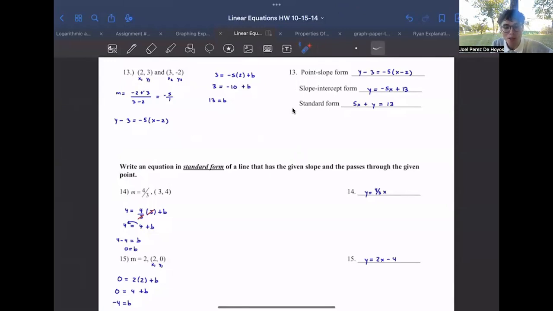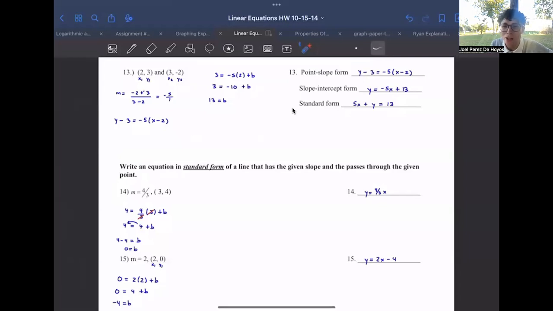Now, this would be m is 4/3. And then if we're going to look in standard form, ¿verdad? Write an equation in standard form of a line that passes through the given. So, oh, it's standard form. I just wrote it in slope-intercept form. So in this one, you just have to convert it to standard form.